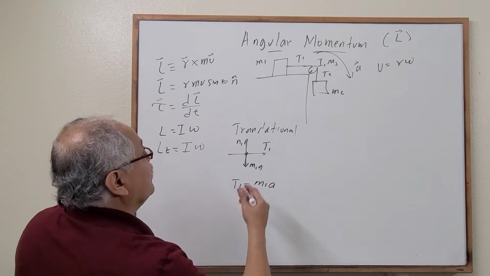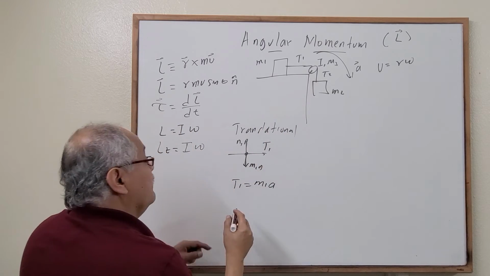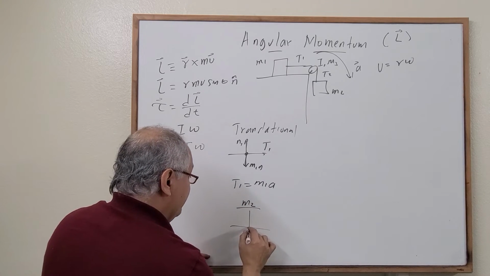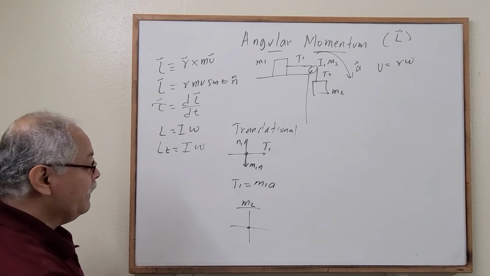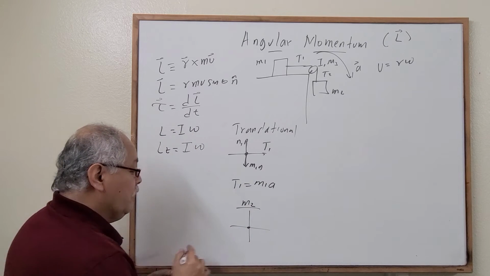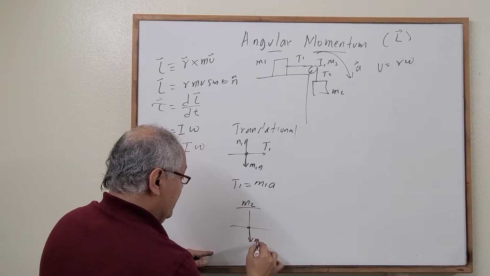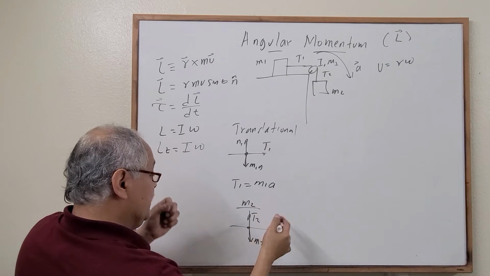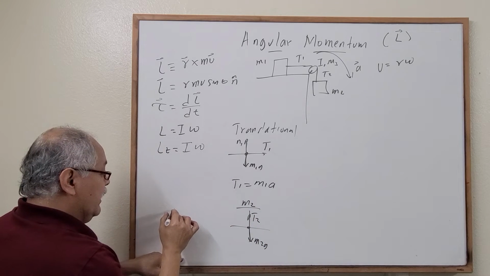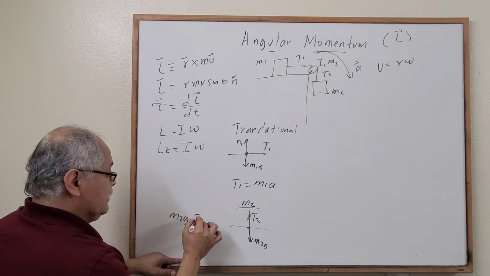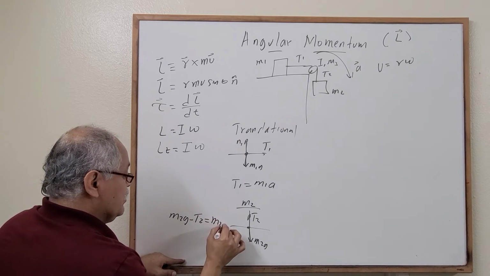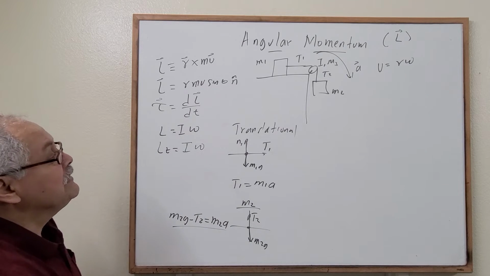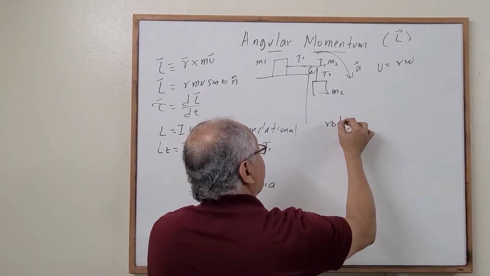Because we're in translational motion, the next object is M2. What happens to M2? Well, the same thing. We have the free body diagram. Forces acting are going to be M2G, and what else? Tension 2. So what is the formula for this case? We have that M2G minus T2 is equal to M2 times acceleration. Correct? Perfect. Now let's go to the rotational case.